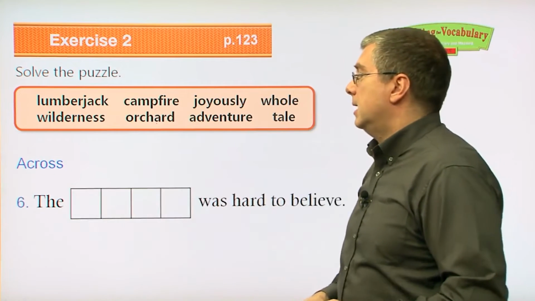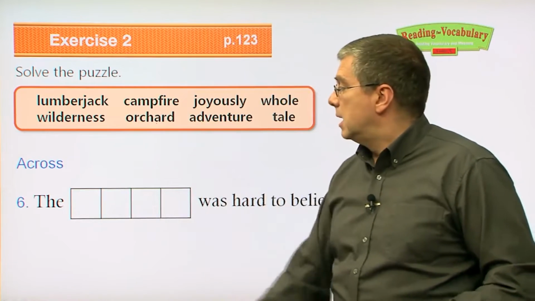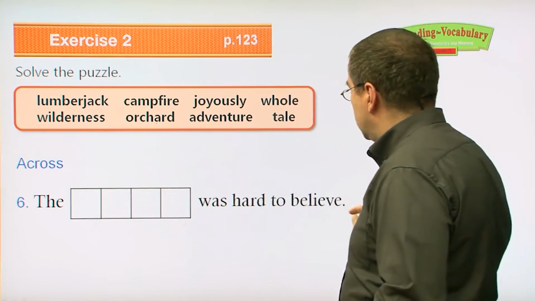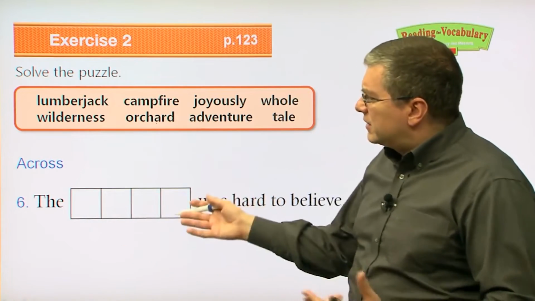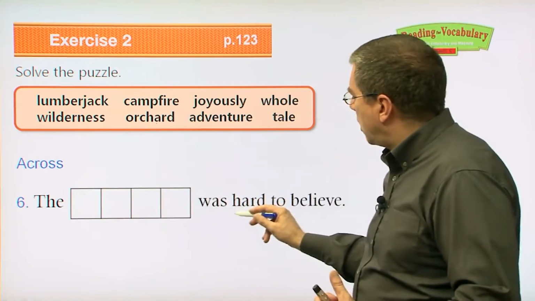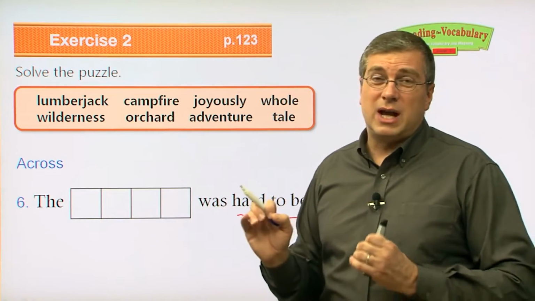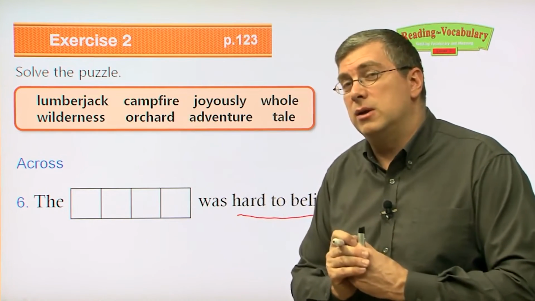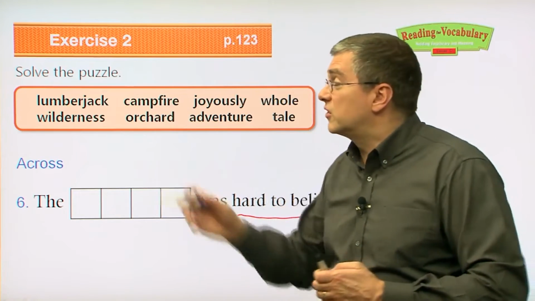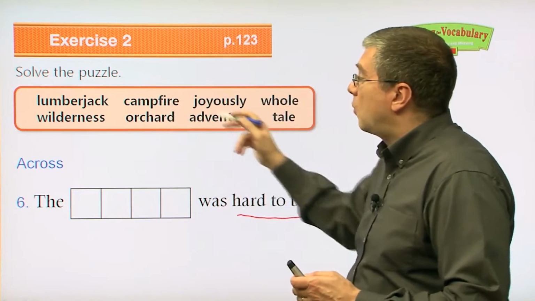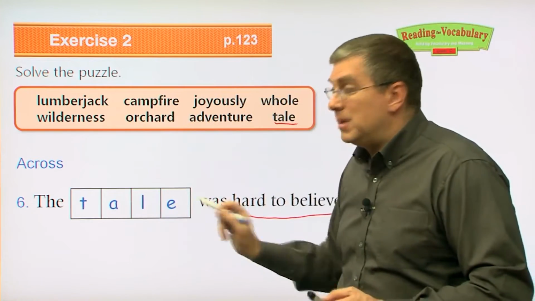Okay, next one. Next one across is number 6. That's our next word that goes across. The blank was hard to believe. So we're looking for a 4-letter word that fits in this sentence. Now, it's the something was hard to believe. If somebody tells you something and you have a hard time believing it, what can somebody tell you? Well, they can tell you a story, or what's another word for story? 4 letters? Well, actually, it's right here, right? 1, 2, 3, 4.